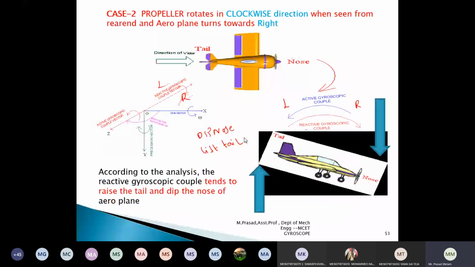Yes, tell me. So whenever the plane tries to move left or right, in the right position, the nose will move downwards and the tail will move upwards, sir. Whenever it tries to move to the right side, whenever it is trying to move right with a clockwise rotor and taking the right turn, this is the condition we have to get. The pressure vector has to come downwards.